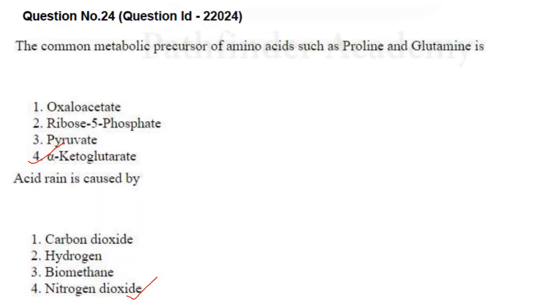Then next one. The common metabolic precursor of amino acids such as proline and glutamine is, so it is alpha ketoglutarate. Answer is option 4. Then acid rain is caused by nitrogen dioxide. Answer is option 4.